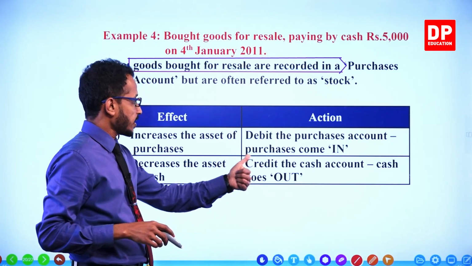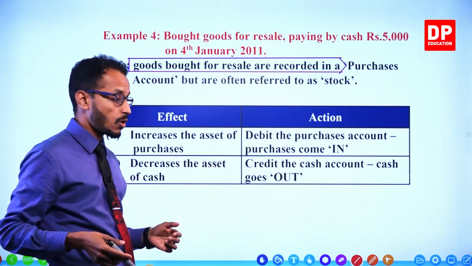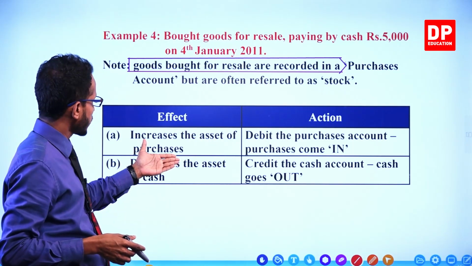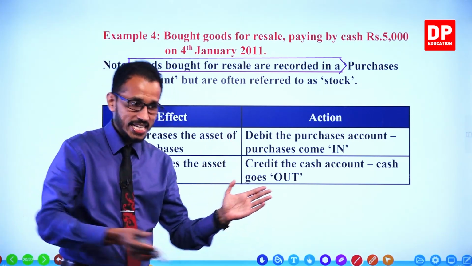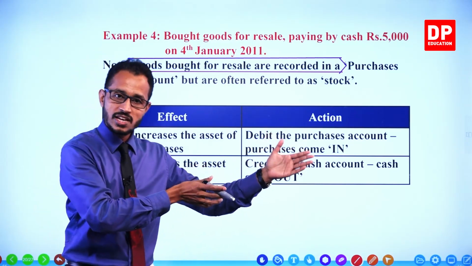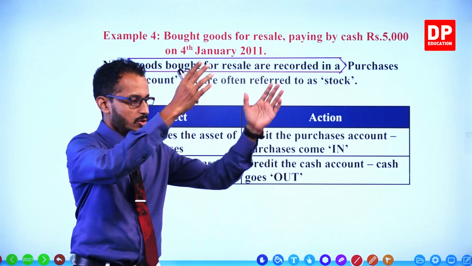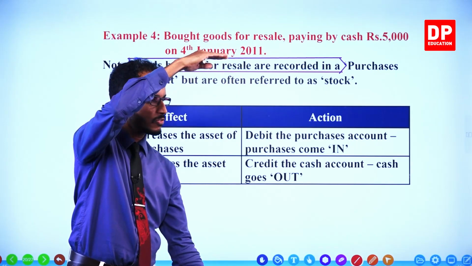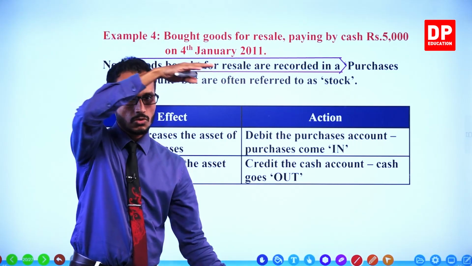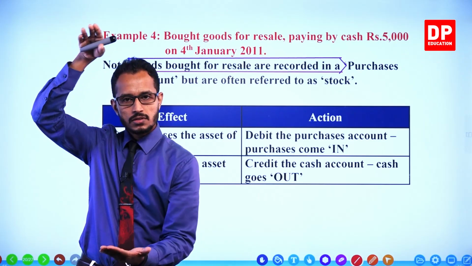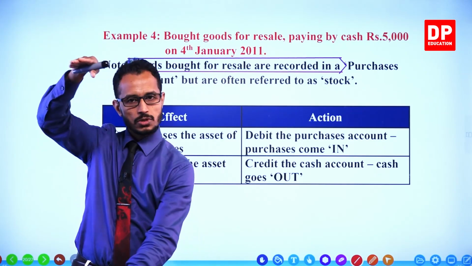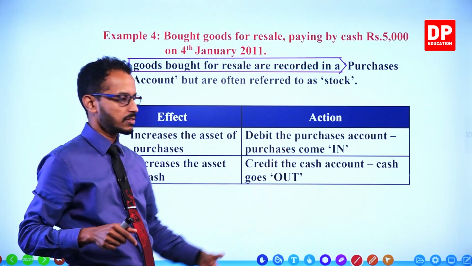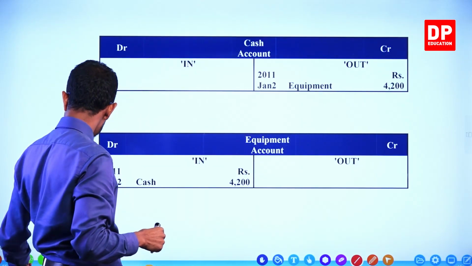Right. Then check the in and out approach. That's what we have been talking about. The in and out approach increases the asset of purchases. That means goods come into the business. Goods, more and more, boxes, stacks, stocks. A big stock comes into the business, right? In goes to the debit. Remember? In goes to debit.